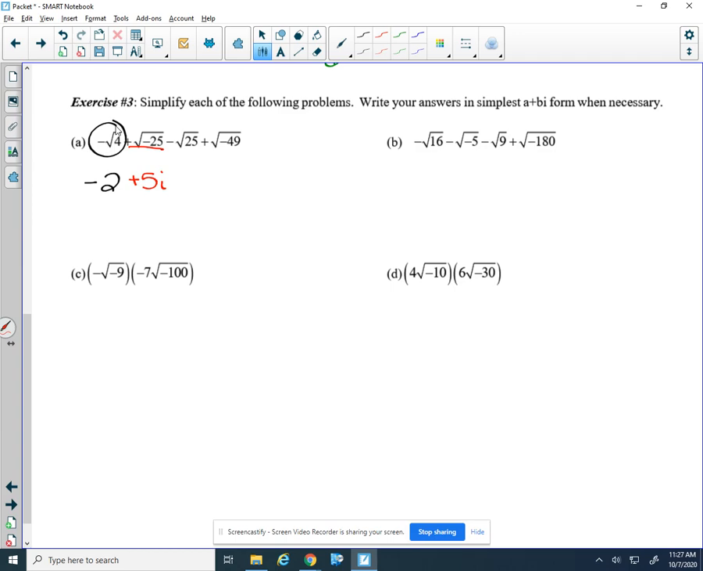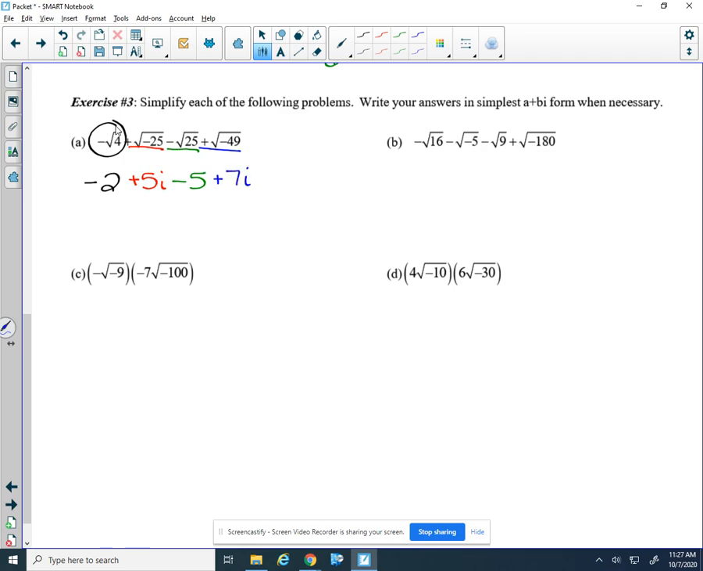And then the next thing we're going to do is minus the square root of 25. So there's some little tricky things here to make sure you really know what you're doing. So this is minus 5. There is no negative in the radical. And lastly, we have plus the square root of negative 49. So that's going to be plus 7i.